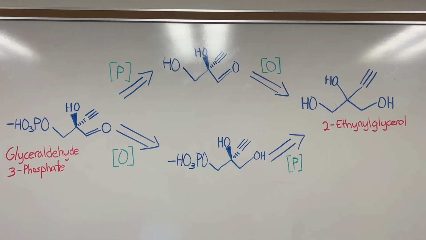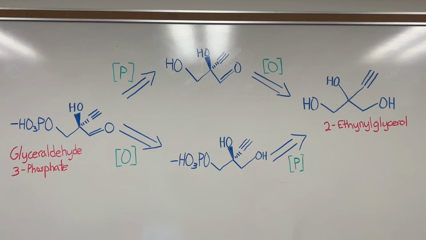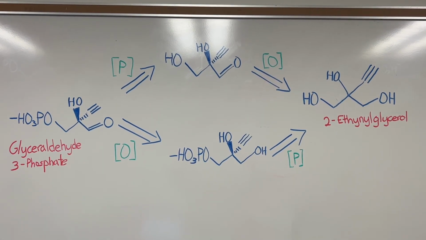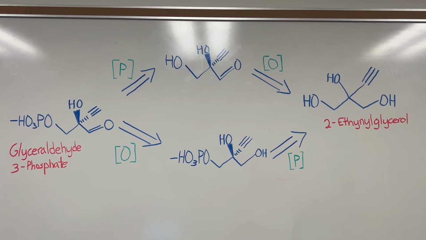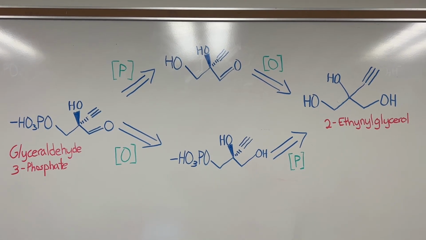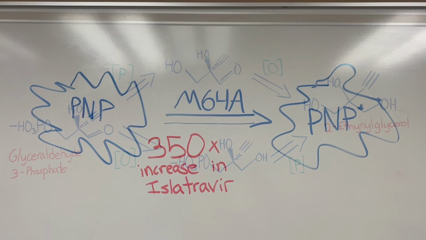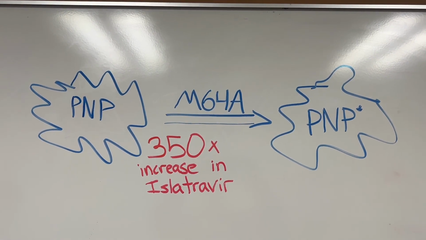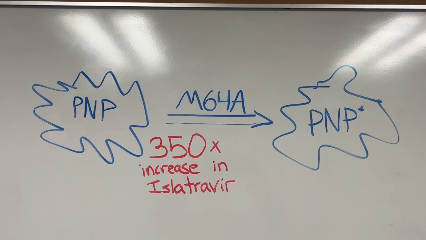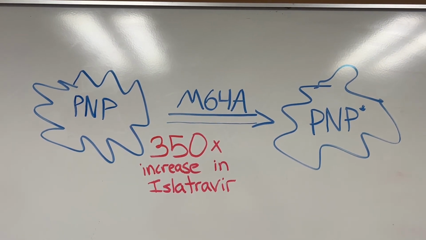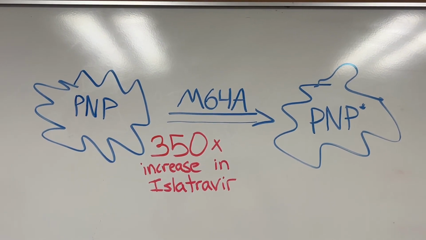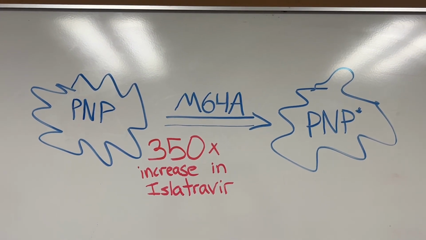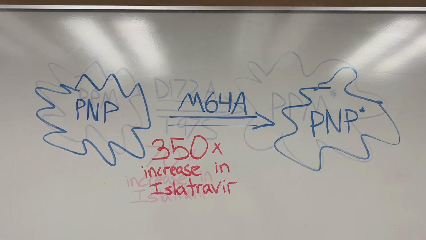Finally, the glyceraldehyde 3-phosphate is broken down into 2-ethynylglycerol using the enzymes phosphate transferase, represented as P, and oxidoreductase, represented as O. Targeted evolution was needed to favor the reverse reaction to manufacture Islatravir. Examples included a single amino acid change in the PNP enzyme that allowed for a 350-fold increase in Islatravir production.